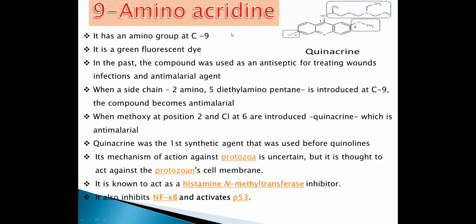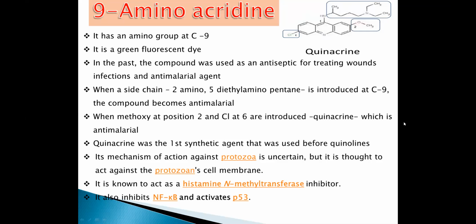What is the mechanism of action? The mechanism of action is almost not known, but they attack the cell membrane. It was found that it attacks the cell membrane of protozoa. Moreover, it is known to act on histamine N-methyltransferase, and also inhibits NF-kappa B and P53. So they can be used for anti-cancer therapy also.